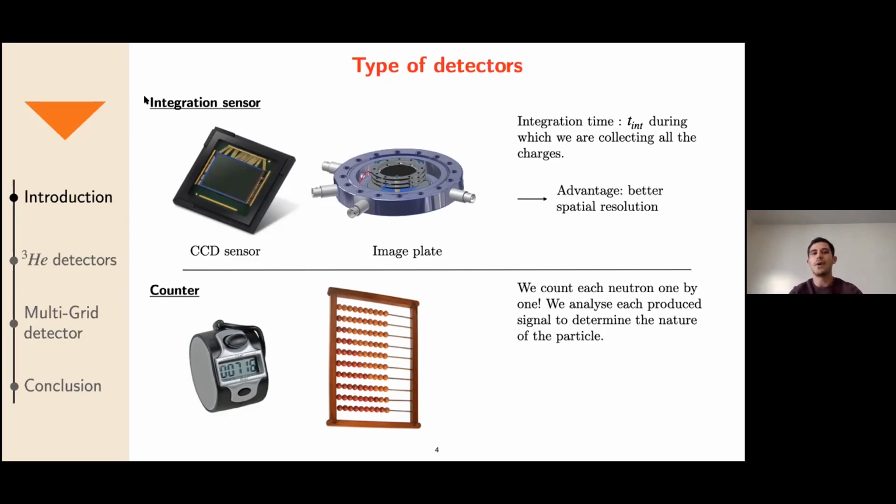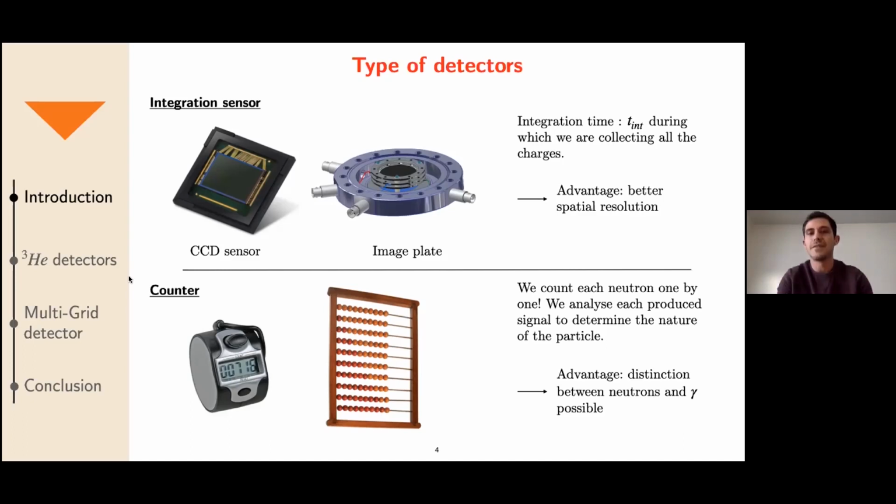The integration sensors allow a better spatial resolution, and so they are used for small samples producing a weak signal. Whereas the counters allow us to distinguish all the incident particles and so to detect only the particle of interest, which is the neutron in our case. And so I will deal during this seminar with counters.